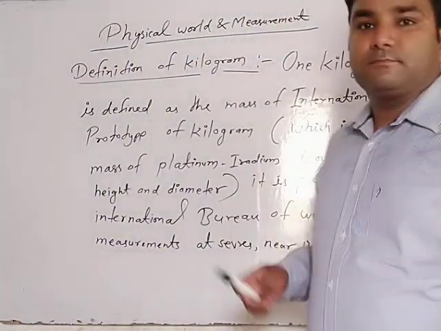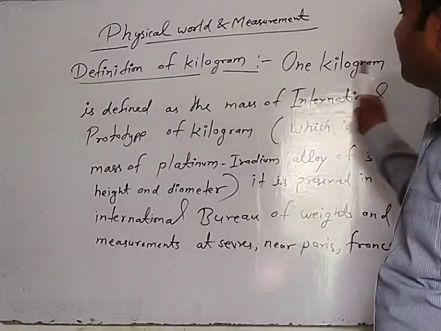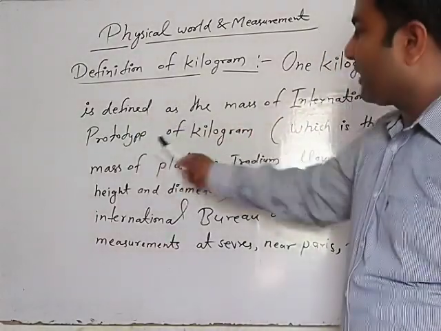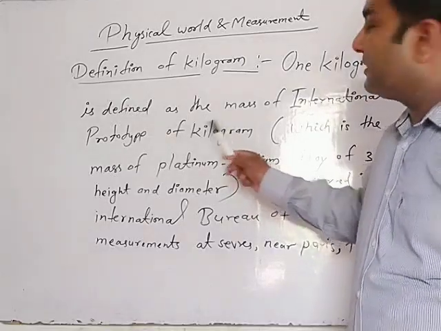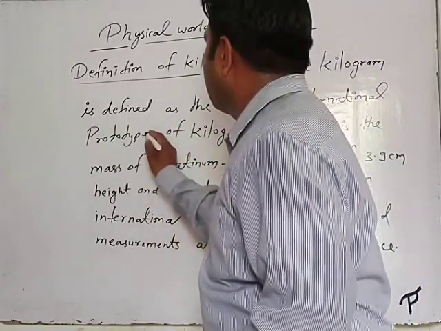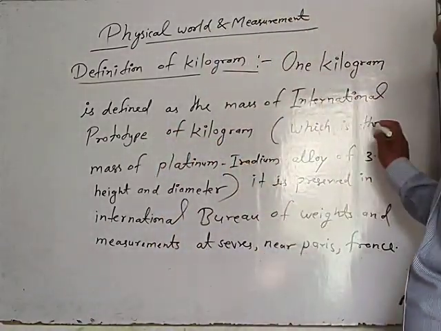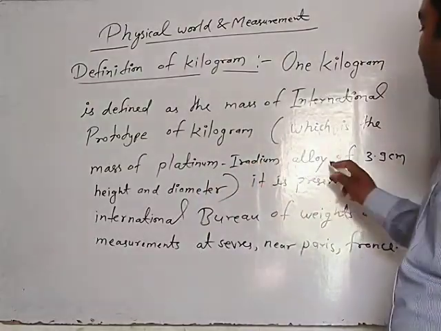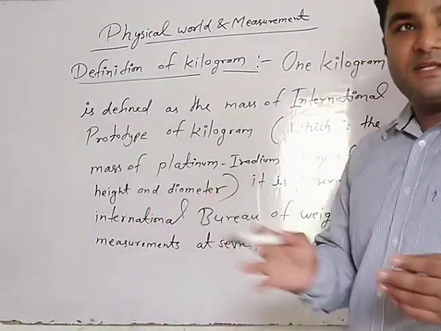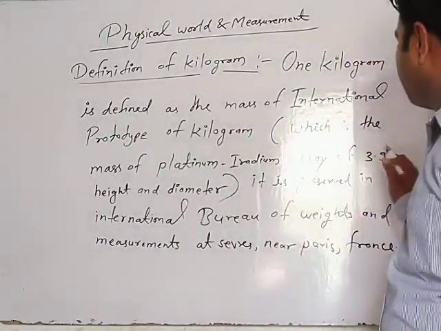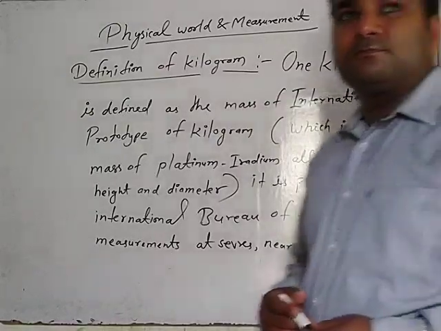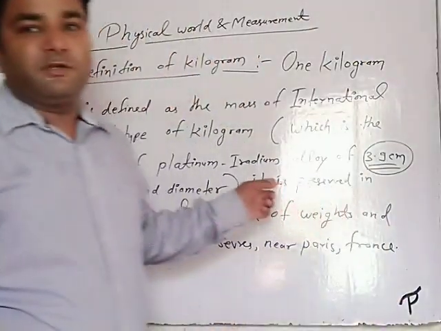1 kilogram is defined as the mass of the international prototype of kilogram, which is the mass of platinum iridium alloy of 3.9 centimeter height and diameter. Diameter and height both are the same, that is 3.9 centimeter. This is the numerical value you have to learn anyhow. When this numerical value is wrong, then your definition will be wrong.